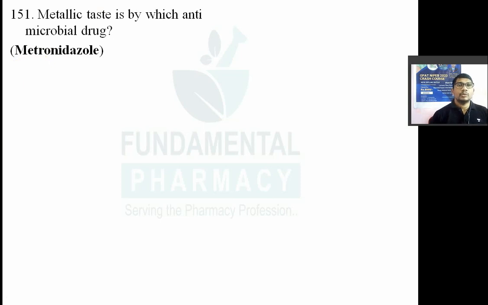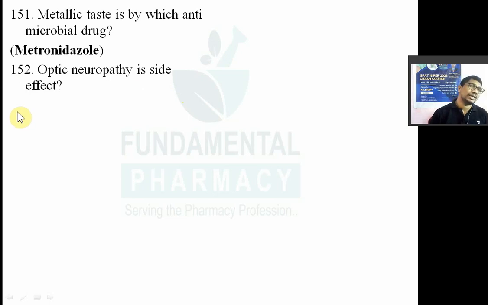Now question number 152, optic neuropathy is a side effect of. Optic neuropathy is an adverse effect of which drug? Optic neuropathy and peripheral neuropathy, these two terms commonly come in most of the chapters. So mostly anti-cancer drugs and drugs used in TB cause neuropathy. Optic neuropathy is caused by one of the anti-tubercular drugs known as ethambutol. Ethambutol causes optic neuropathy, and it has 4 different isomers. You have to remember, this question has already come.